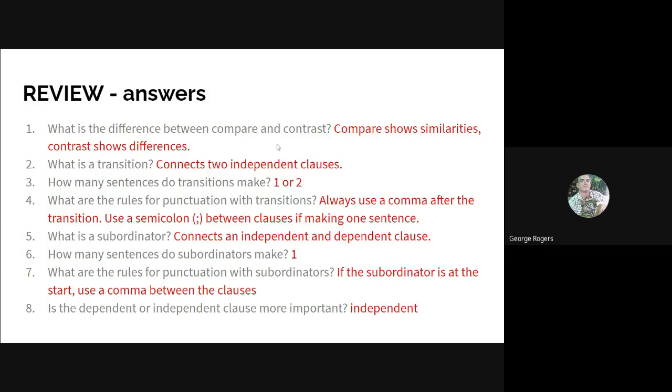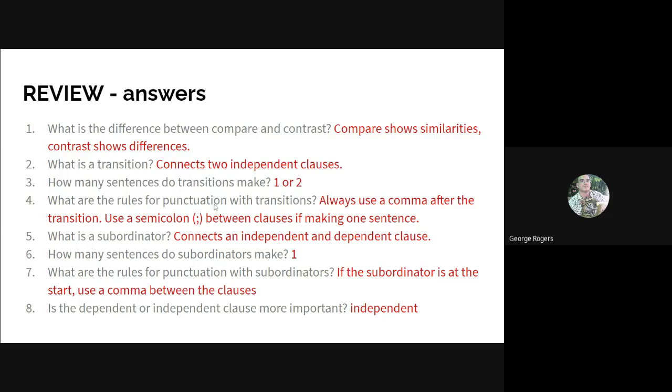What is the difference between compare and contrast? Compare shows similarities, how things are the same. Contrasting shows how they're different. What is a transition? Transitions connect two independent clauses. Independent is kind of the key. How many sentences do transitions make? If you use a transition, you can get 1 or 2 sentences out of it. So if you're looking at an example that has 2, you know it's a transition as opposed to a subordinator.